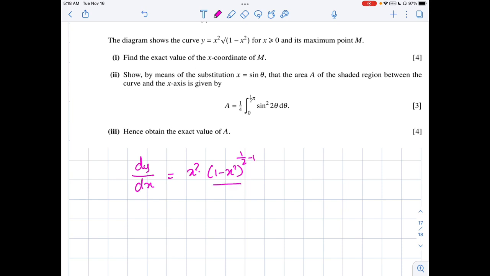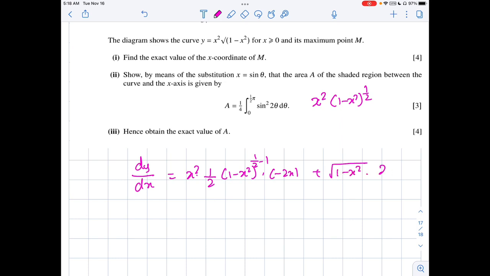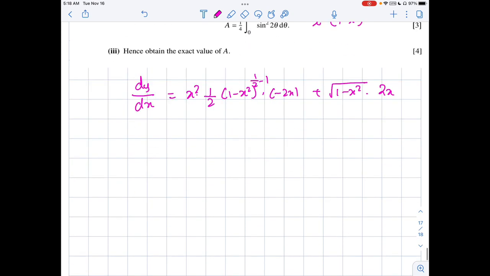So it can be written as x squared times (1 minus x squared) to the power of 1 upon 2. Its derivative is x squared times 1 upon 2 times (1 minus x squared) to the power of 1 by 2 minus 1, times minus 2x, plus square root of 1 minus x squared as it is times the derivative of x squared, which is 2x. I have used the product rule. Then the 2 gets cancelled, so it becomes minus x cubed upon square root of 1 minus x squared plus 2x times square root of 1 minus x squared.